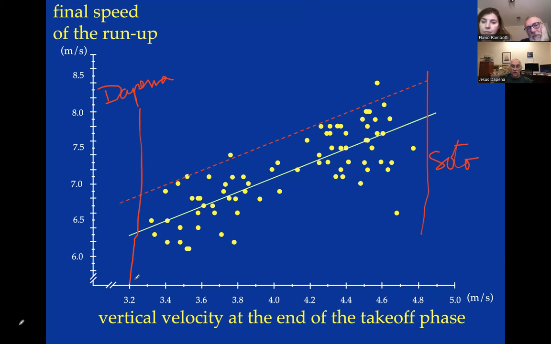So for a person like Da Pena here, the optimum would be around here, which is like 6.8, 6.9 meters per second. For a very good high jumper around here, like Sotomayor, it would be this run-up speed, maybe 8.4 meters per second. That would be the optimum technique. Now, when I give advice to a high jumper, I don't want to take them too far to the limit. I want to be conservative.